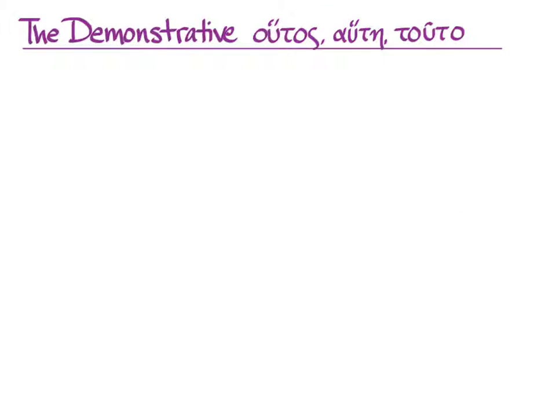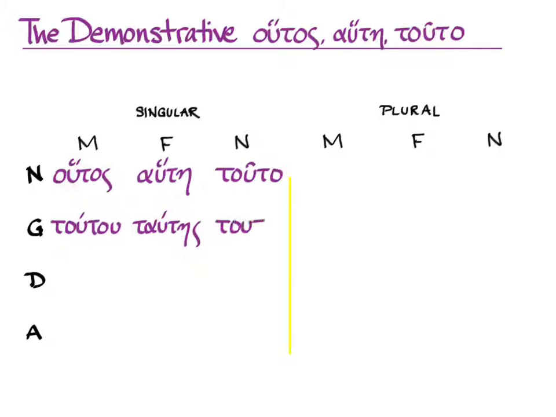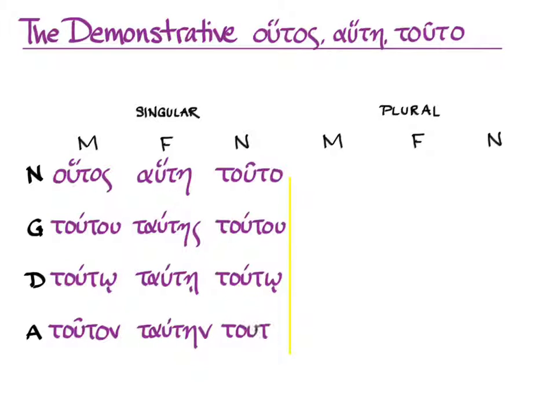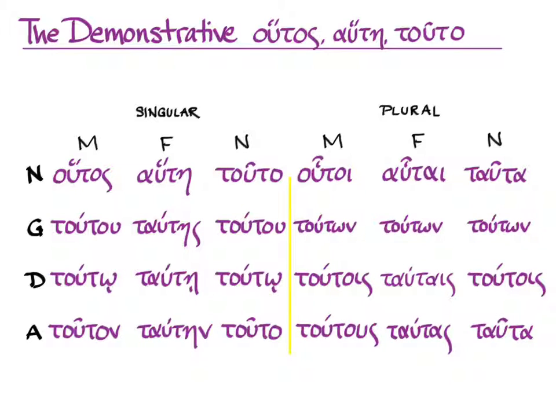So let's go on to the demonstrative houtos, haute, touto. Just as with the other demonstratives, houtos, haute, touto needs to be able to appear in all cases, numbers, and genders. So here is the declension of houtos, haute, touto: houtos, haute, touto, toutou, tautēs, toutou, toutōi, tautēi, toutōi, touton, tautēn, touto, and in the plural, houtoi, hautai, tauta, toutōn, toutōn, toutōn, toutois, tautais, toutois, toutous, tautas, tauta.